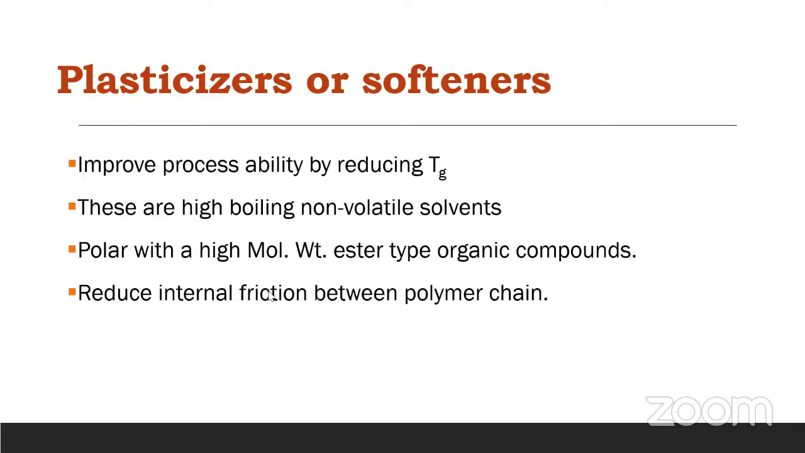Generally, these plasticizers reduce the glass transition temperature of your polymer, and this allows the polymers to become soft and pliable at lower temperatures by reducing the internal friction between the polymer chains. Do you know what the glass transition temperature is?